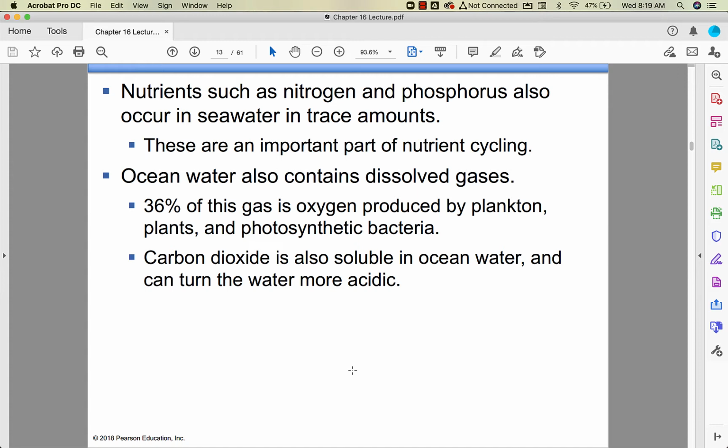Oxygen is important. Oxygen, and most gases, tend to dissolve better in colder waters. Carbon dioxide is also soluble in ocean water, and it can turn the water more acidic. That's a key thing that we need to make sure we understand, because ocean acidification is a thing.